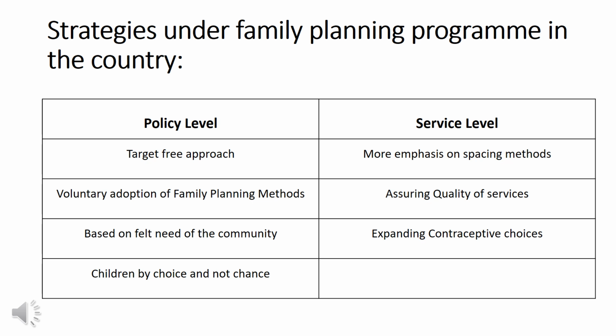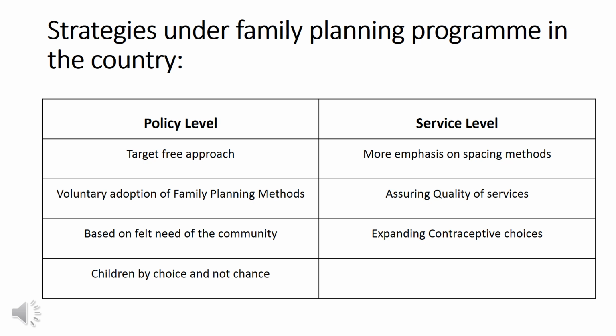Strategies under the Family Planning Program in the country. Two main strategies or levels: policy level and service level. Policy level includes the following. Target-free approach. Voluntary adoption of family planning methods. Based on felt need of the community. Children by choice and not chance.